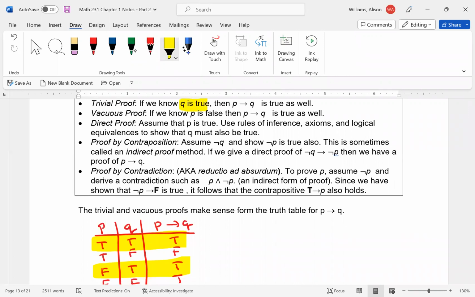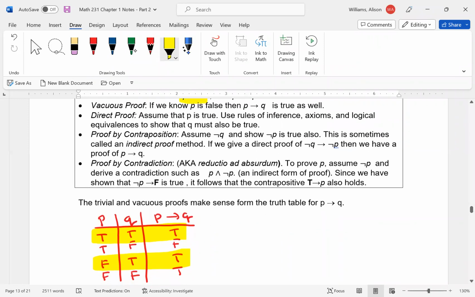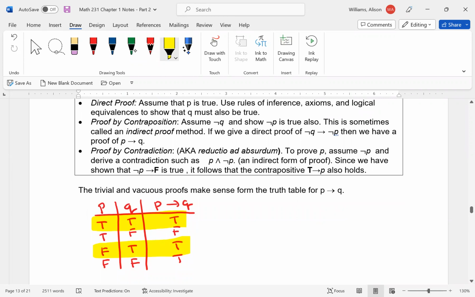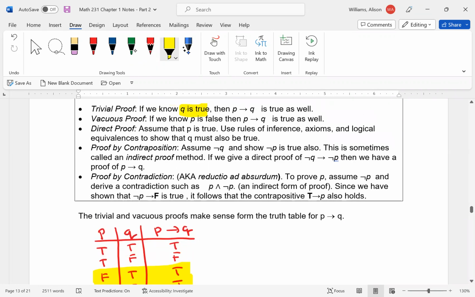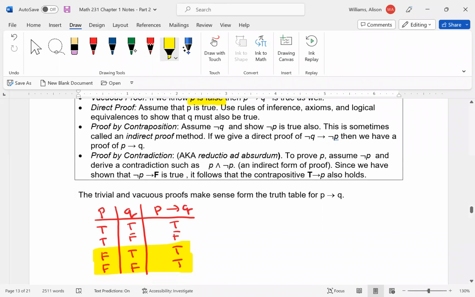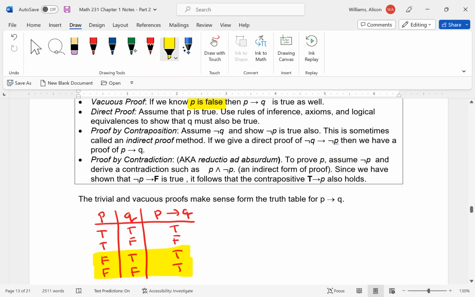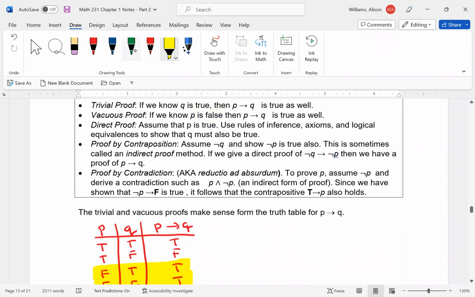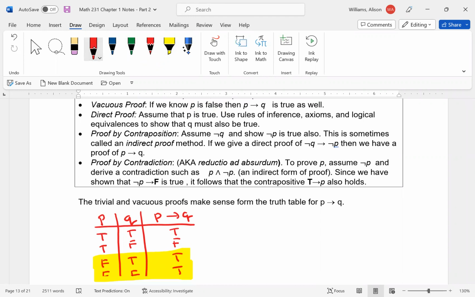The other case, the one that has a true statement, is if we happen to know that P is false. In both cases where P is false, the argument comes out true as well. So those two cases are the vacuous proof. So when we know P is false, we happen to know that the argument will work. We're not going to go through any trivial or vacuous proofs because they're kind of boring. There's no point in going through them if we know something happens to be true. We are going to go through direct proof, contraposition, and contradiction. So we'll spend some time doing some examples on those.